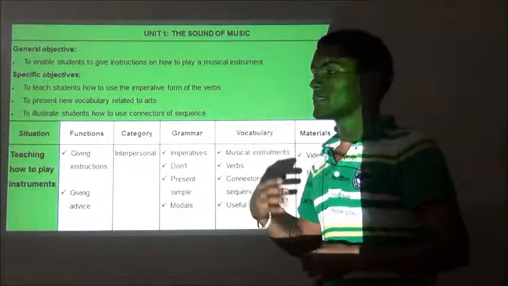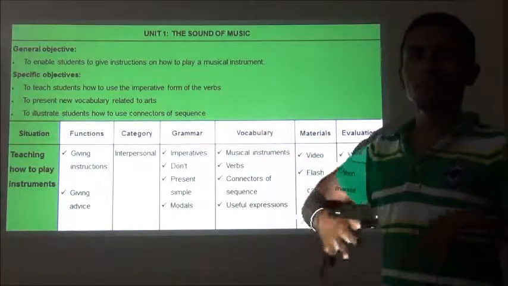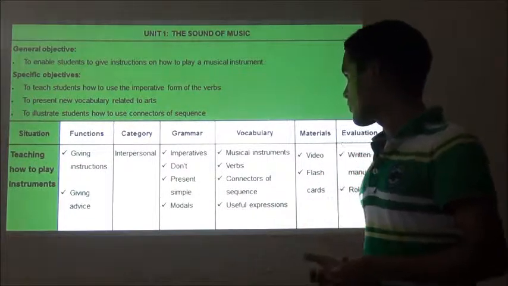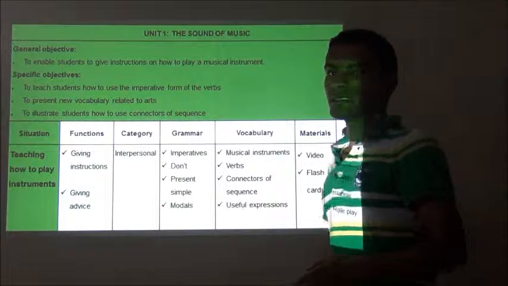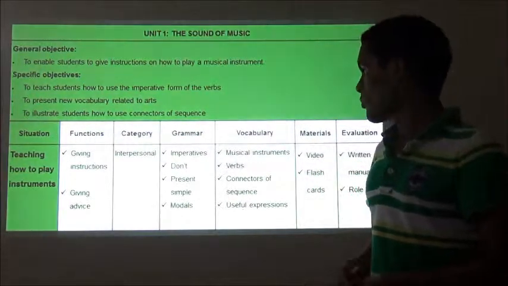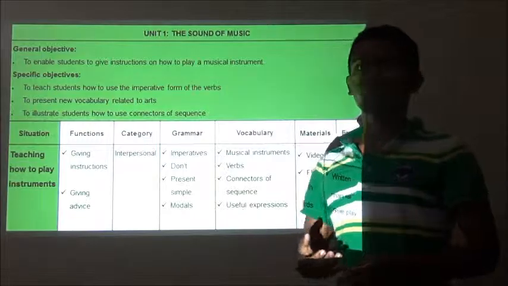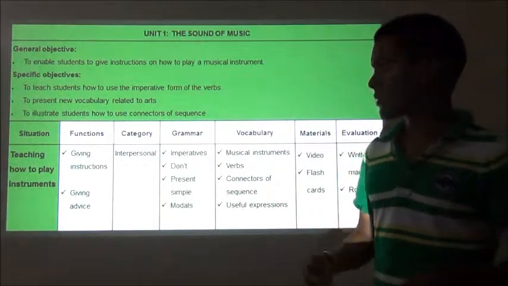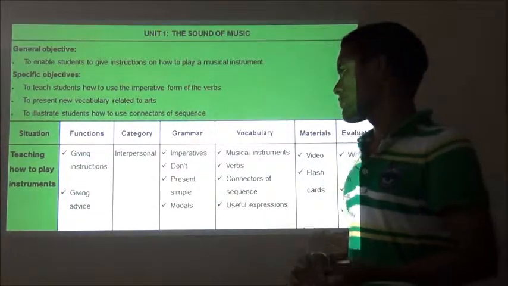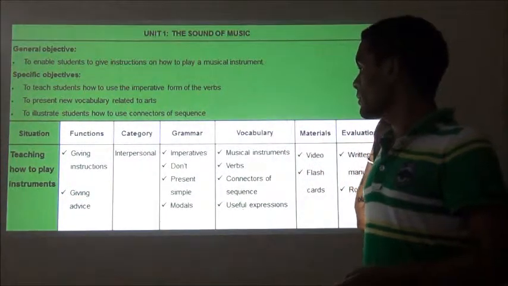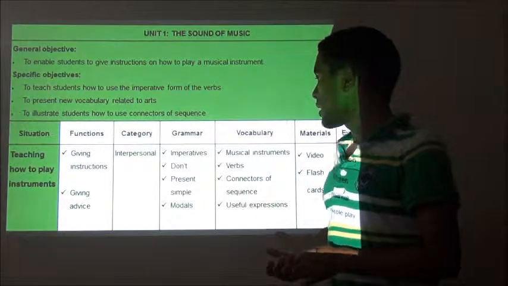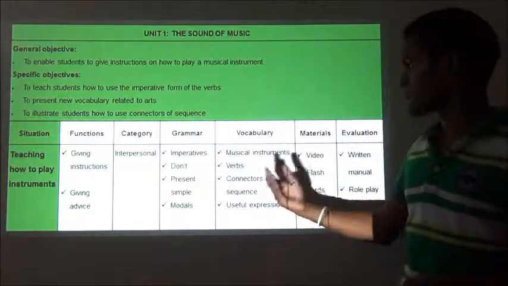This belongs to the interpersonal category since it requires interaction between students, and the grammatical language that we will include is imperative, since imperative is used when it comes to giving instruction. And we will also include some modal verbs such as should and shouldn't, that are used for giving advice. We also use don't, that is the negative form of imperative. And additionally, we will present vocabulary related to present simple.